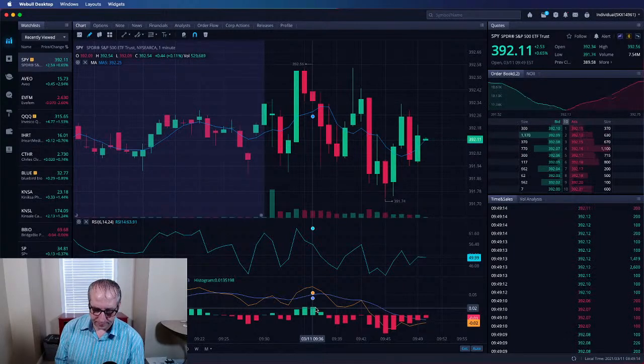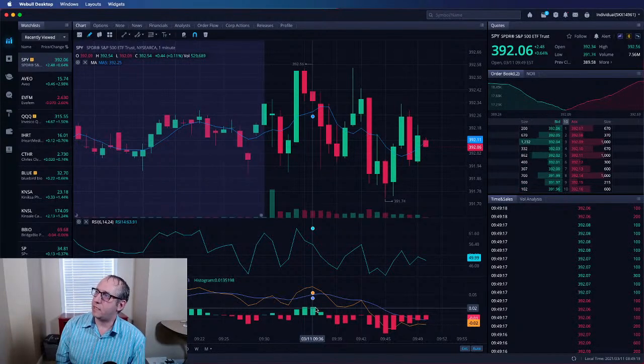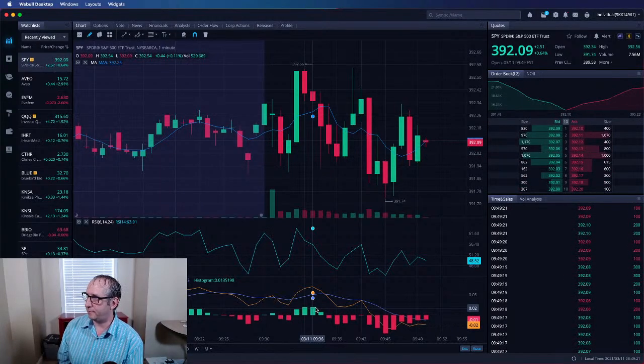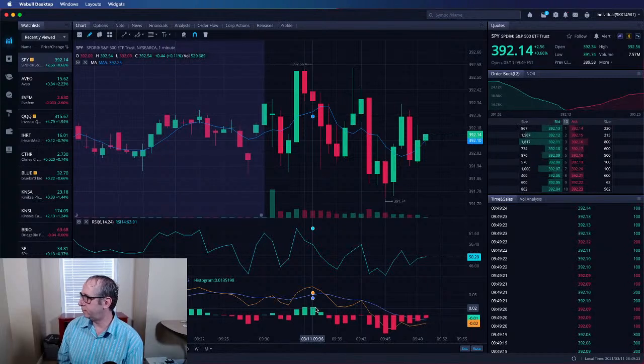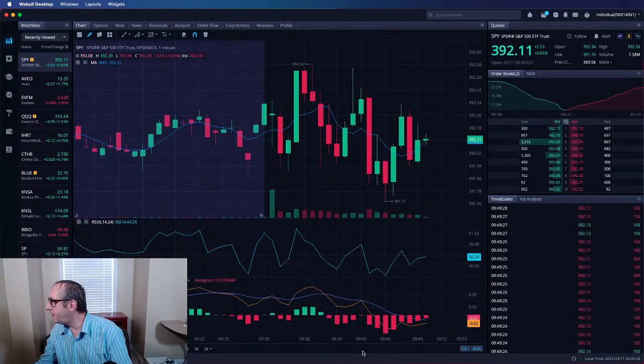Okay, next important level is 392.56. Breaking that previous high is a big deal. That's where we're at on this SPY trade. Let's see.